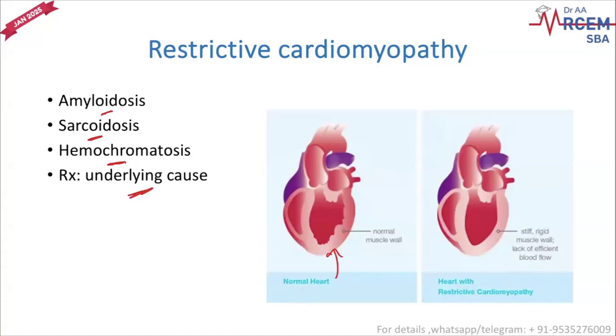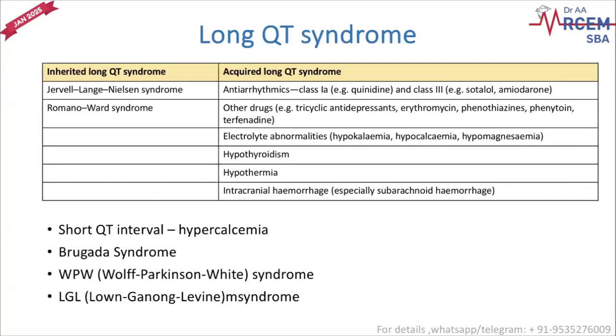So you will be referring to the gastroenterologist. He'll take care of the hemochromatosis. Similarly, sarcoidosis, amyloidosis, similar super specialists you will be referring to, they will be taking care of it.